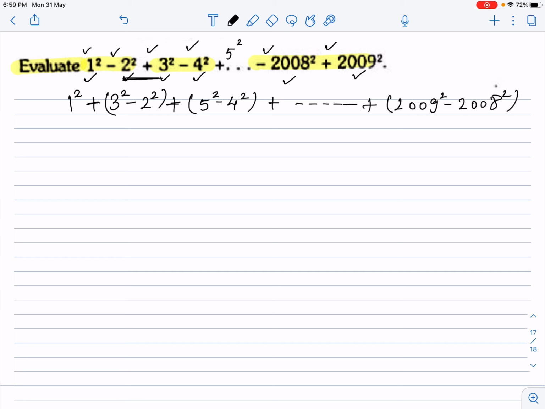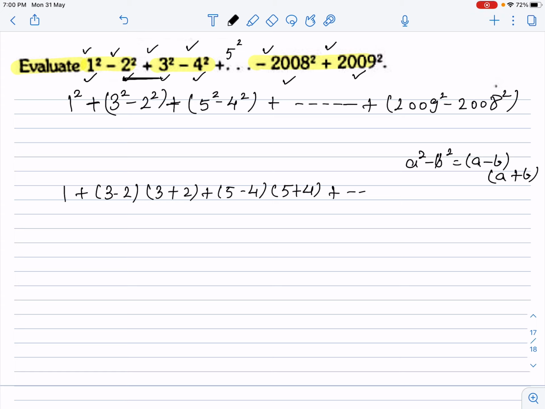Now guys, one identity you had already studied, you might be remembering. A square minus b square can be written as a minus b into a plus b. So I'm going to apply it over here. So guys, 1 will be written in the very first position. Then 3 minus 2 is equal to 1 and 3 plus 2 is equal to 5. Then 5 minus 4 is 1 and 5 plus 4 is 9. And at the last position, 2009 minus 2008 is 1 and 2009 plus 2008 is 4017.